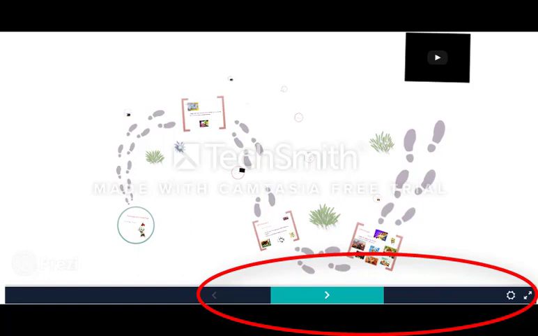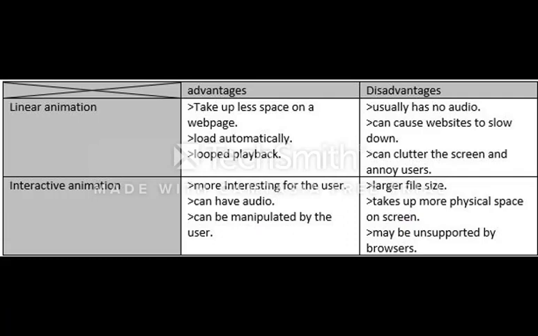You can make it full screen, you can drag and click. It's very interactive, but it's still animation. Advantages of linear animation is they take up a lot less space on a web page. They load automatically. They have loop playback, stuff like that.